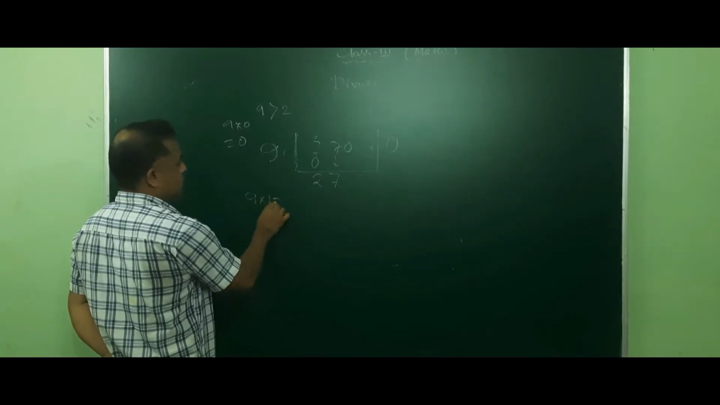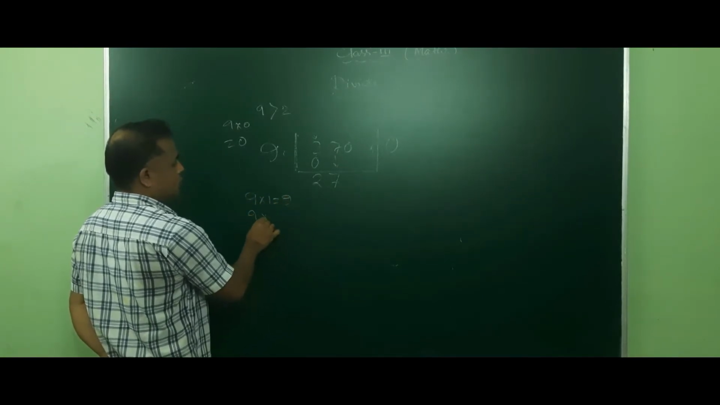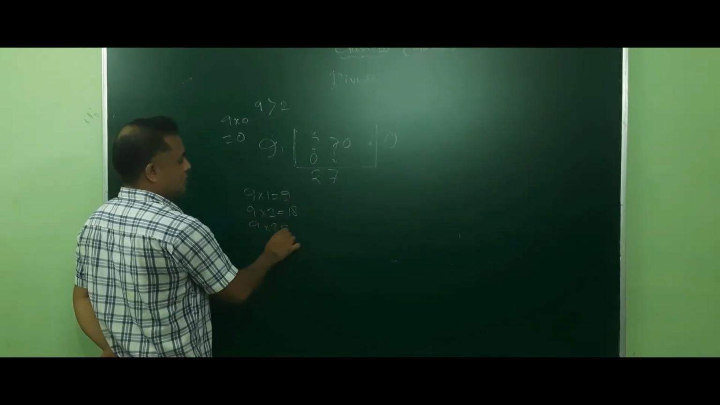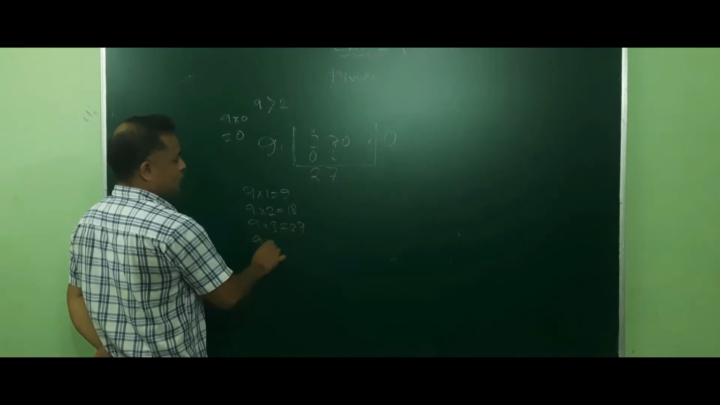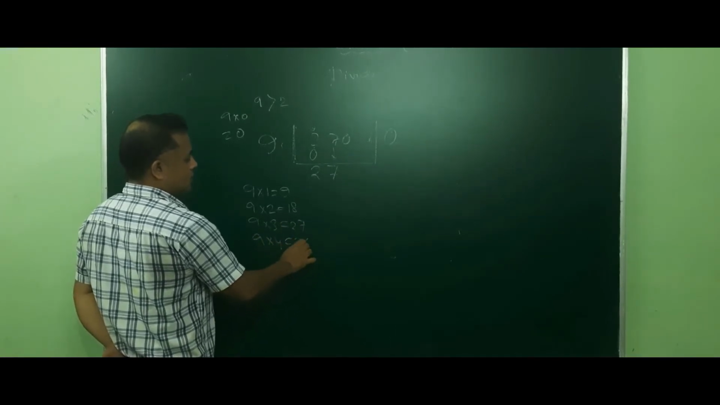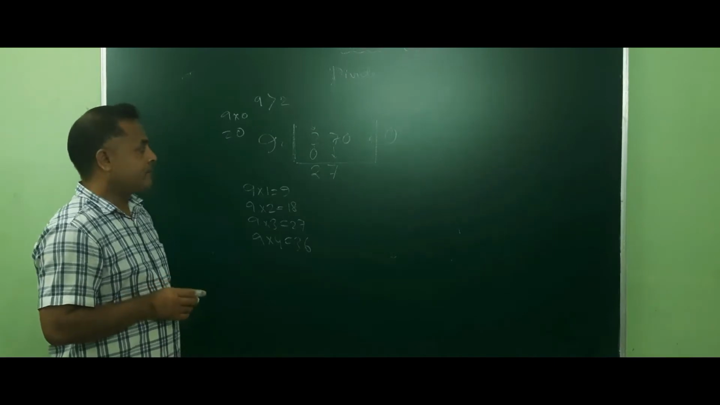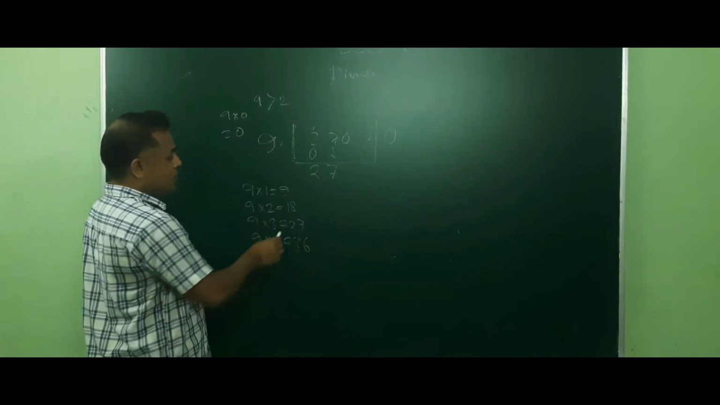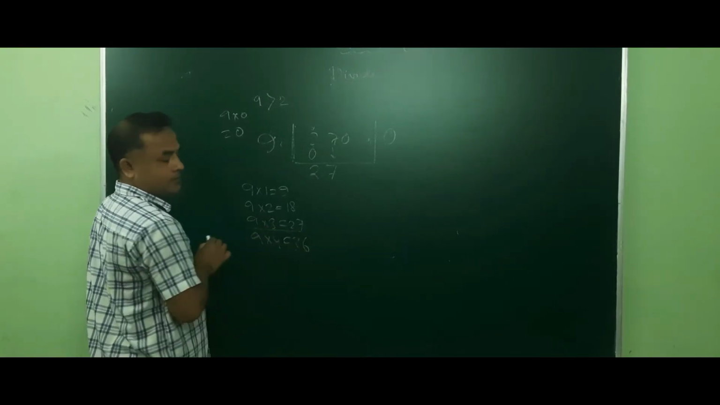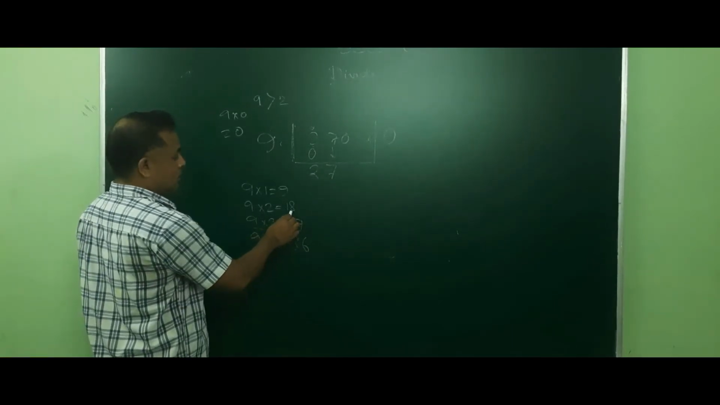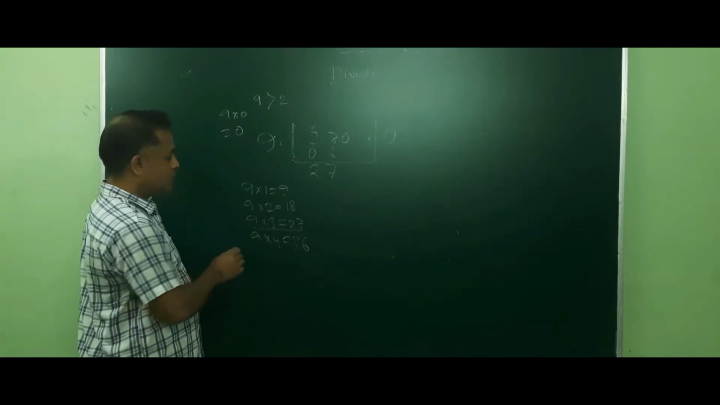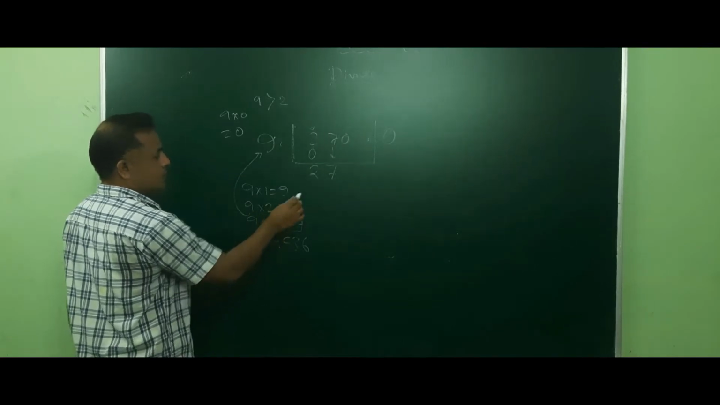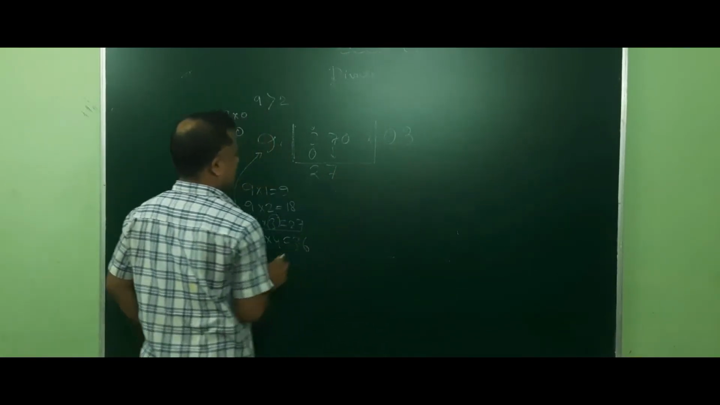9 into 1 is 9. 9 into 2 is 18. 9 into 3 is 27. 9 into 4 is 36. See, we will check where we get the 27 from here. We get the 27 here, in between 18 and 36. So how many times does this 9 go? 3. So we will write here 3.